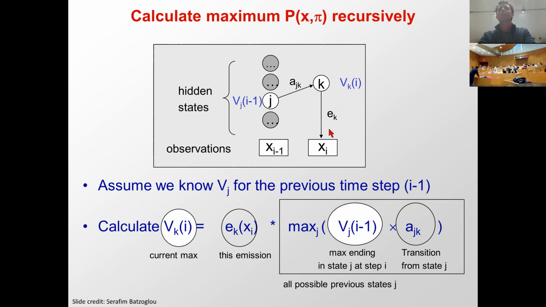Using this, we could calculate the maximum score over an exponential number of possible paths in polynomial time simply by going through the matrix once. And that allowed us to calculate each of n times k entries, each of which was calculated using order k time, giving us an order k squared n time algorithm and an order k n space algorithm. Okay? Who's with me so far? Raise your hands. Awesome. Lovely.